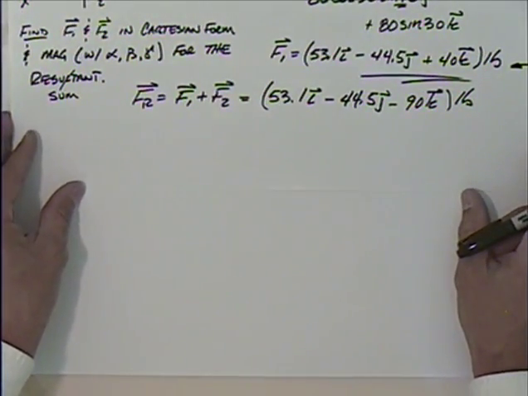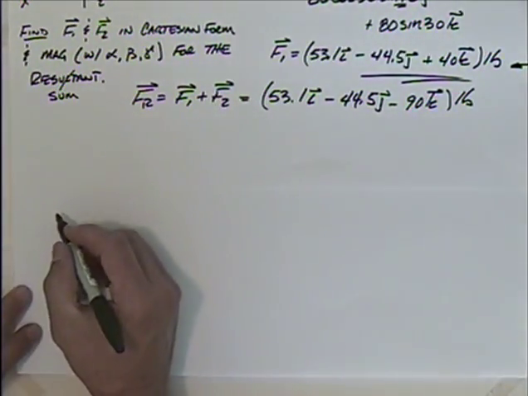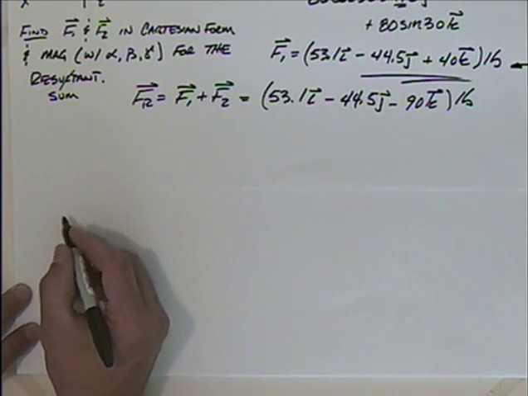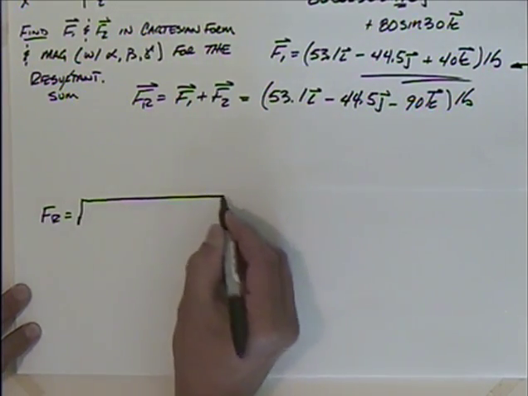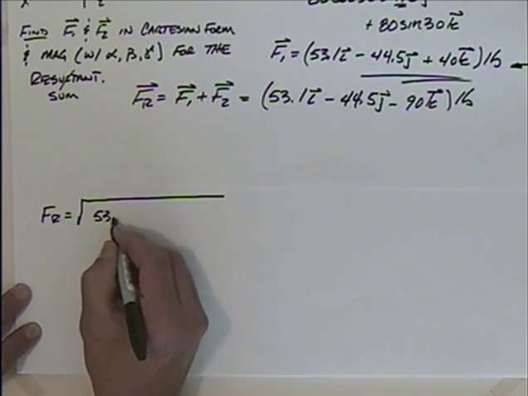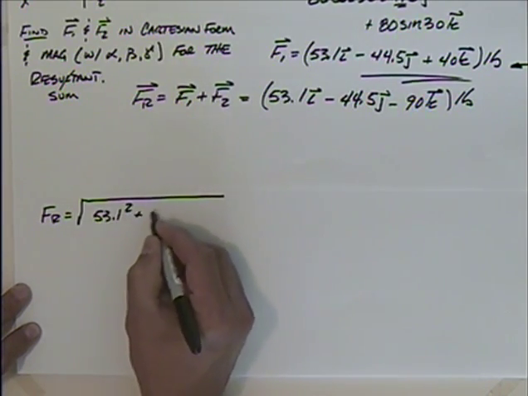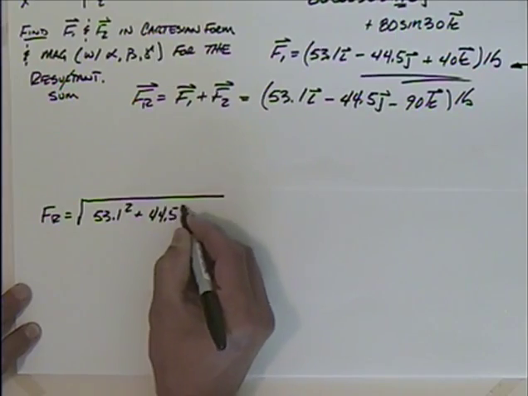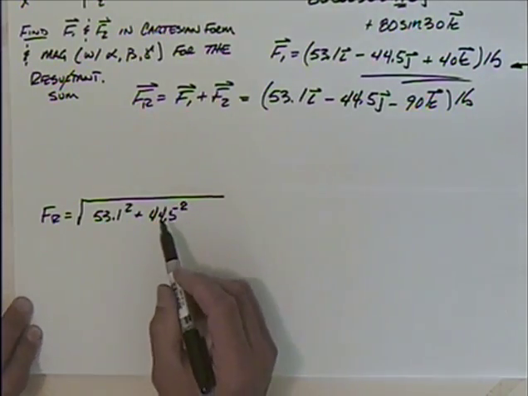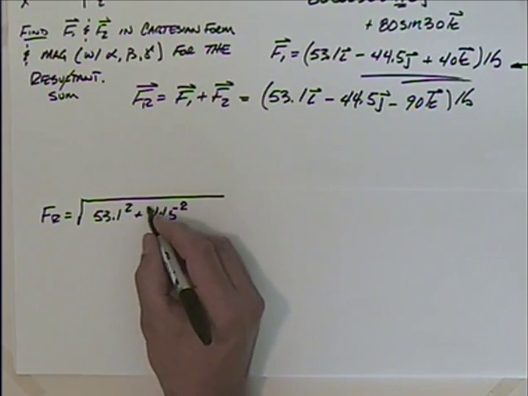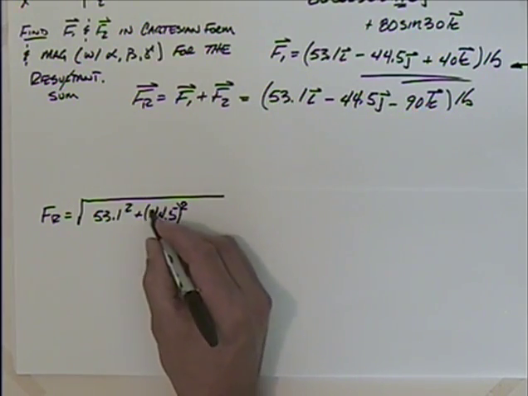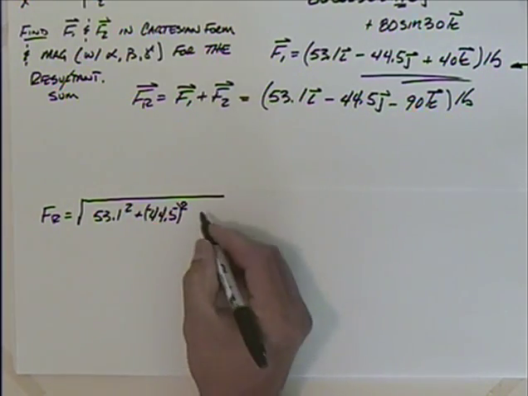Here we are, I think we can fit this in. So I'm going to say then that the magnitude of F sub R would really be just as easy as taking the square root of 53.1 squared plus 44.5 squared, and the math folks will be upset. That should be minus 44.5 squared. We put the negative sign inside there. Of course, it's going to go away.